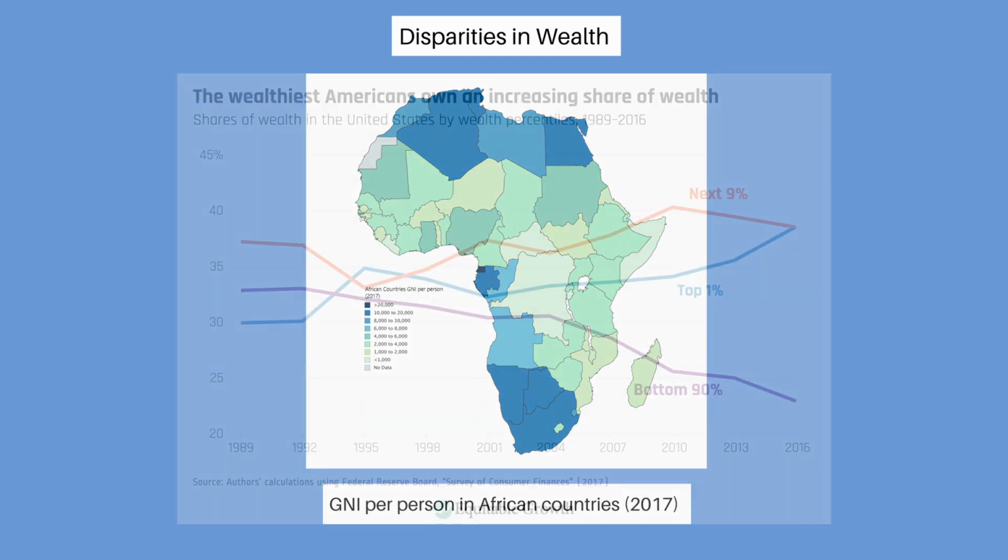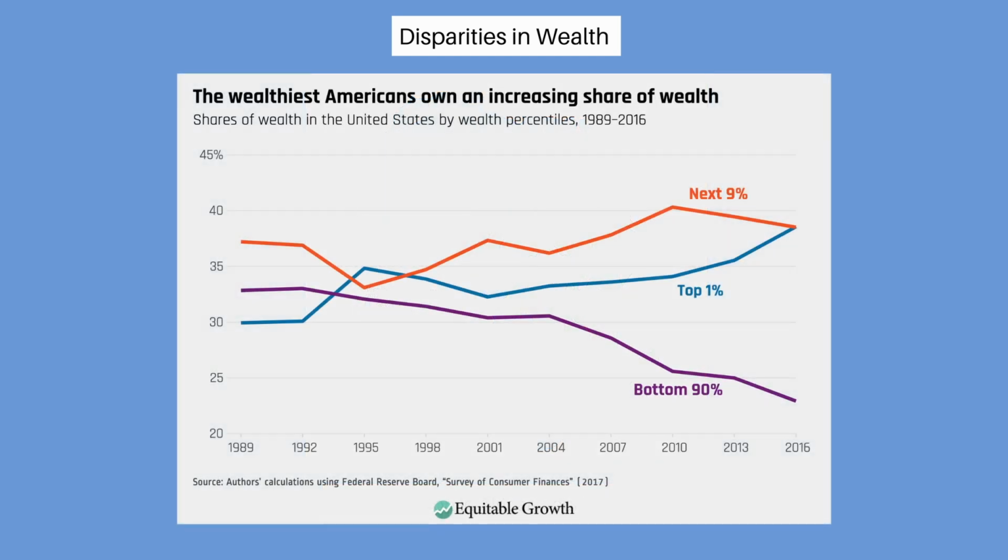Disparities in wealth occur within countries too. The USA is the wealthiest country in the world, but the wealth is not shared equally. In 2016, the wealthiest 1% owned 38% of the country's wealth, whilst the bottom 90% owned just 23% of the wealth. And this inequality is increasing.